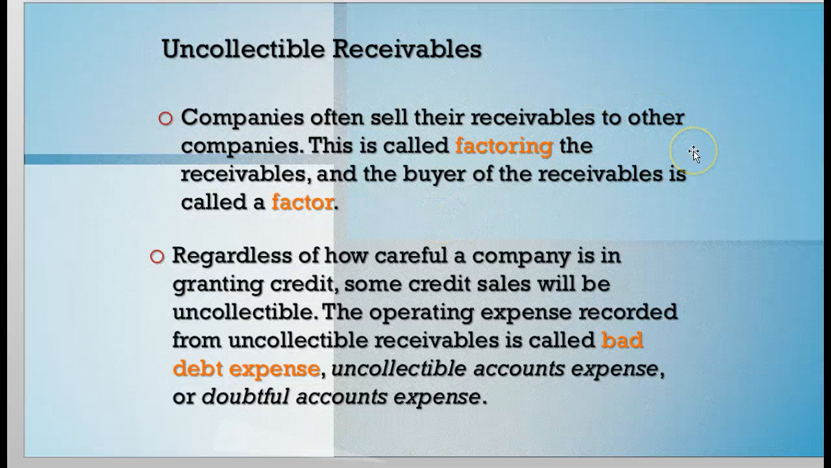If you happen to have a receivable that you can't collect, and we all have those if you're in business, sometimes we will sell our receivables to other companies, and this is called factoring, simply because we need the money faster than we can collect it.